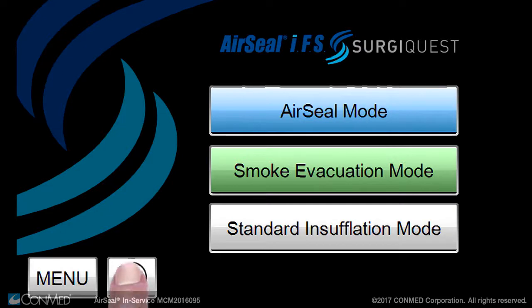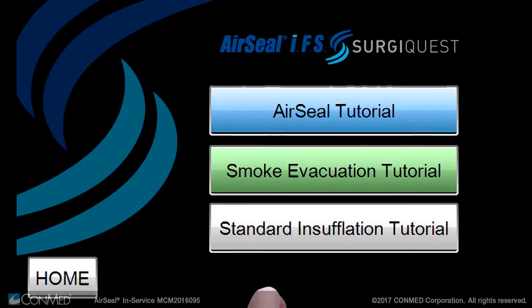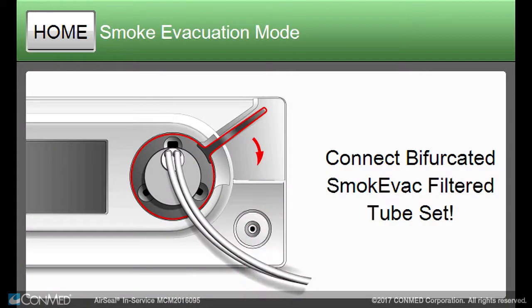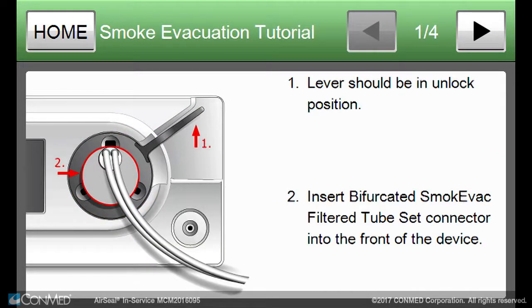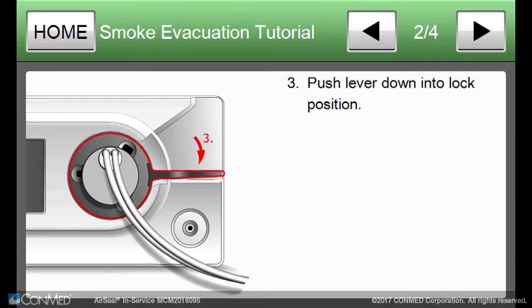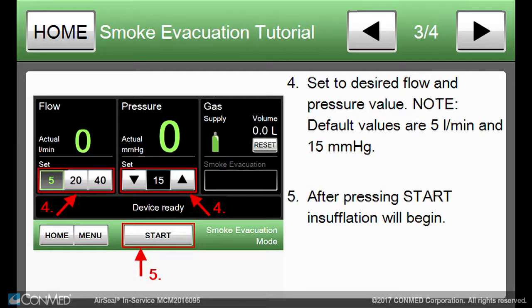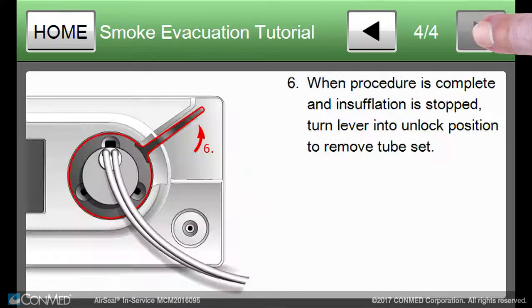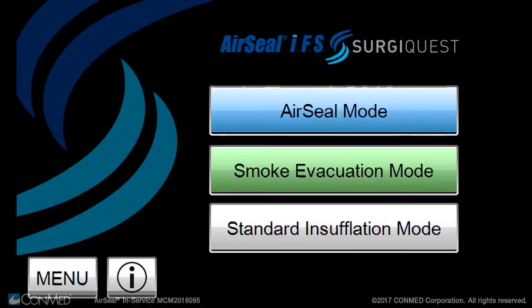Press the information icon again on the touch screen to choose the Smoke Evacuation Mode tutorial. 4 tutorial screens will cover all relevant steps in using smoke evacuation mode, including proper tube set insertion, proper setting of desired flow rate and pressure to start the procedure, and proper disconnection of the tube set at the end of the procedure. Press the Home icon to return to the home screen.